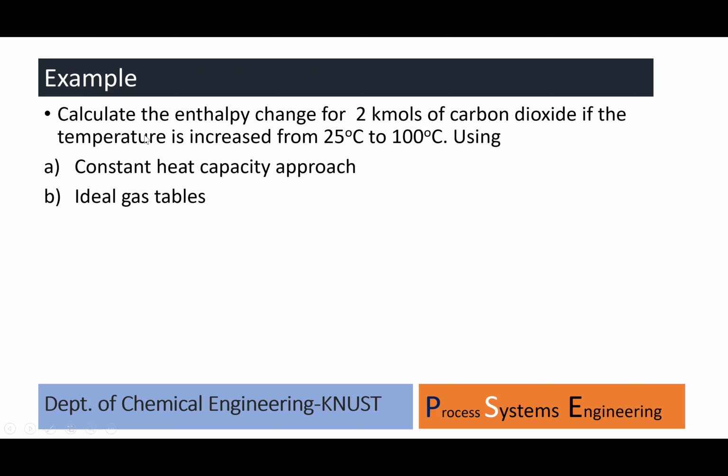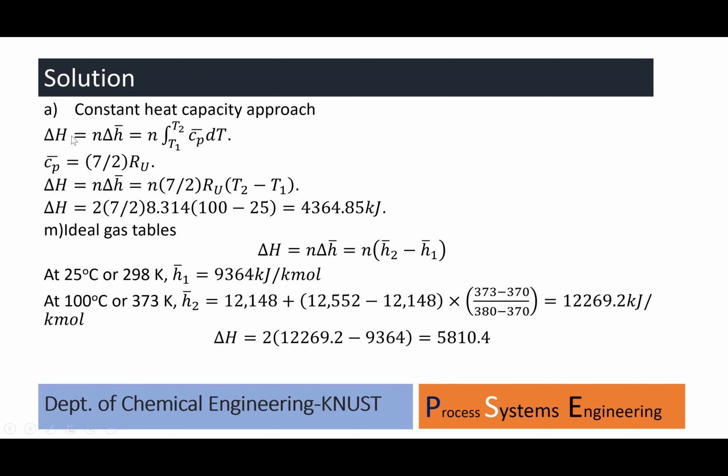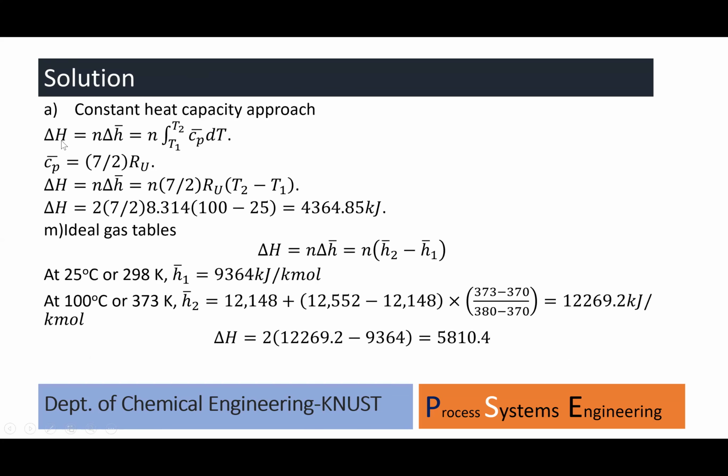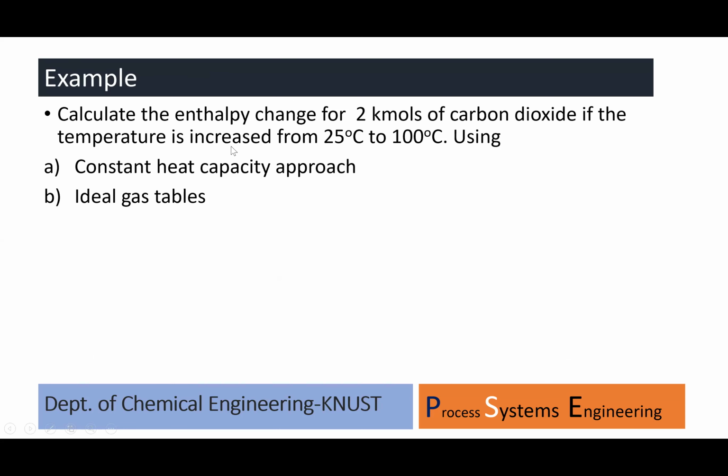Okay. So we have an example here. It says that we should calculate the enthalpy change for 2 kilomoles of carbon dioxide if the temperature is increased from 25 to 100 degrees Celsius using the constant heat capacity approach. And then the next one is to use the ideal gas tables. So we are looking for the change in enthalpy, and we said yesterday that if we're looking at a change in enthalpy, we can represent it with CpdT. Is that okay?